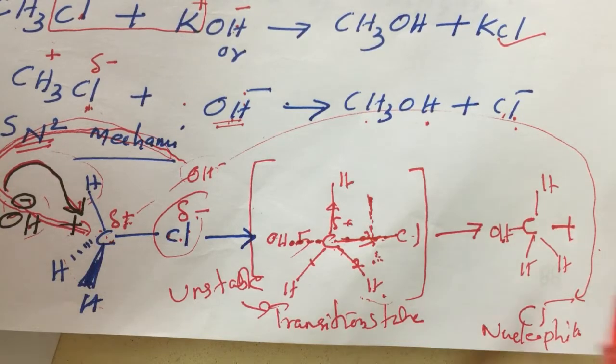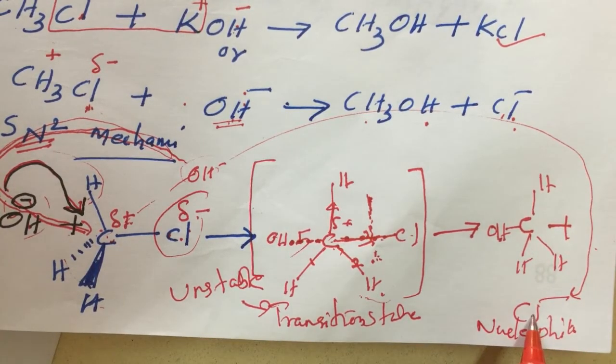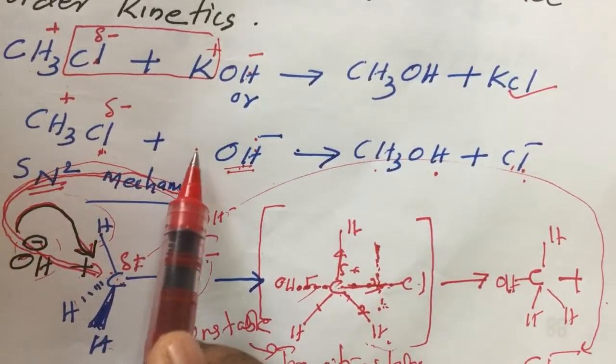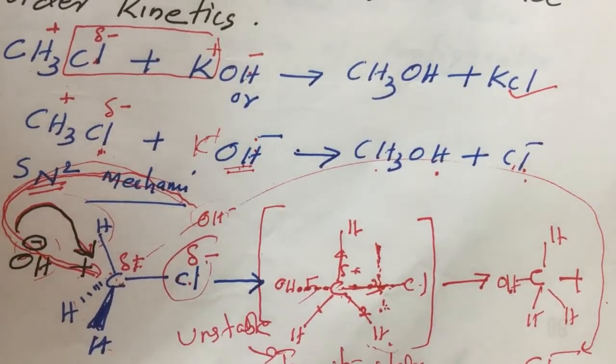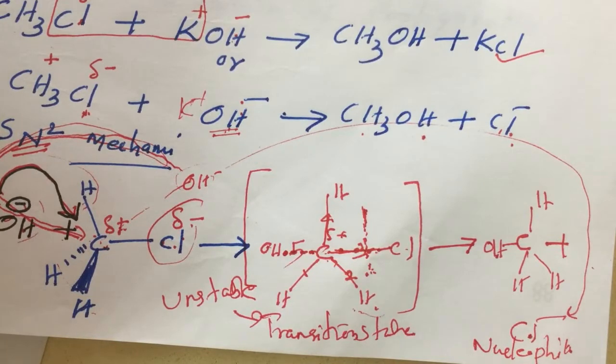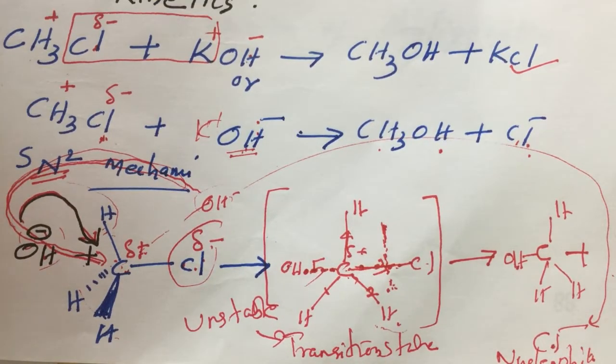Clear? Okay. Then this Cl minus will finally combine with the K plus from KCl. Clear? Okay. Then why is this mechanism called the SN2 mechanism? SN means nucleophilic substitution. Then 2: SN2, second order nucleophilic substitution mechanism.